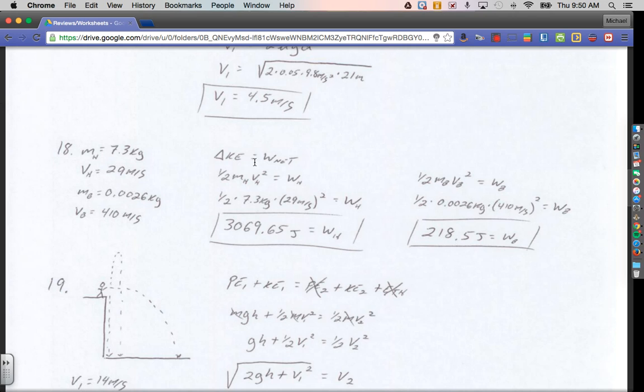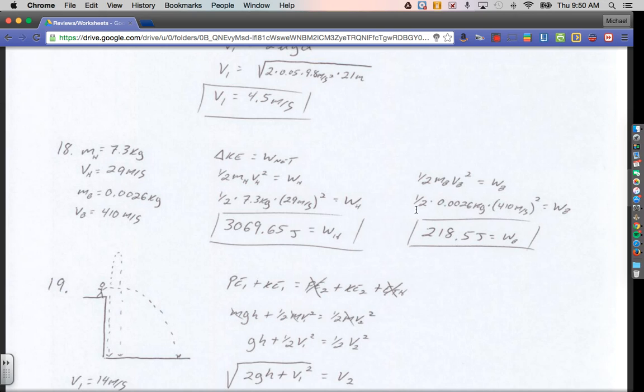The change in kinetic energy of the hammer equals the total work done. It has no initial kinetic energy because it has no initial speed. It starts from rest. So we just have our final kinetic energy equals the work done. So I can just plug in 1/2 mv squared equals the total work, which is 1/2 times 7.3 kilograms times 29 meters per second squared, gets me 3,069.65 joules of work.